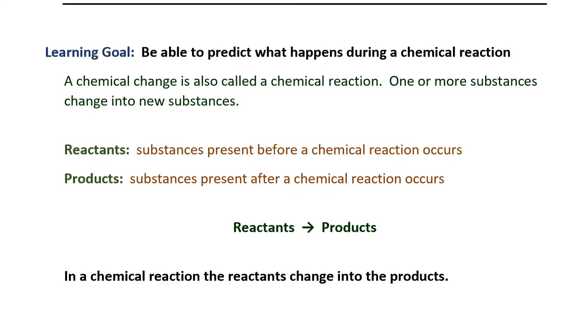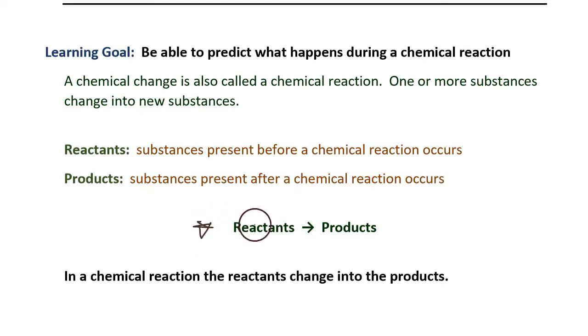A chemical change is also called a chemical reaction. One or more substances change into new substances. Two vocabulary words you should know are reactants and products. The reactants are the substances present before a chemical reaction occurs. The products are the substances present after a chemical reaction occurs.